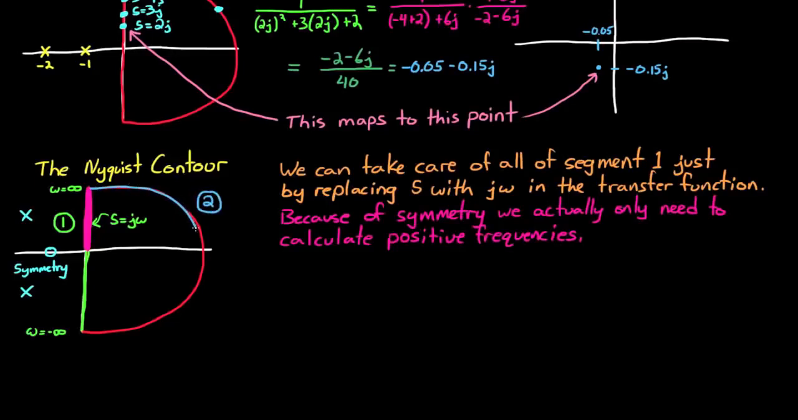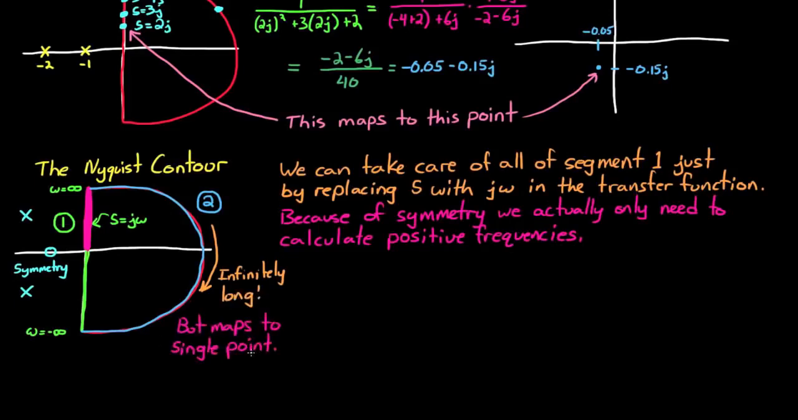The second piece starts at infinity on the imaginary axis, loops around to infinity on the real axis, and then finally -infinity on the imaginary axis again. Now I think this segment is pretty interesting because despite the fact that it is infinitely long, the entire segment maps into a single point in the W plane. Pretty crazy, huh? But there is a catch.